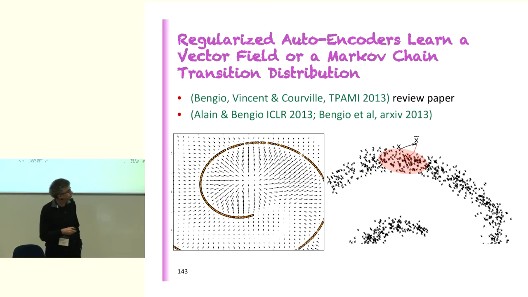I'll come back to this, but we've shown that if you follow this very simple recipe: corrupt, encode, decode, sample from the reconstruction distribution, and do it again and again, you sample from a distribution that the model has estimated, and that's an estimator of the data generating distribution. And it works in practice.